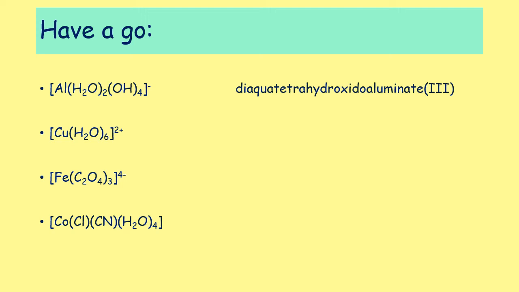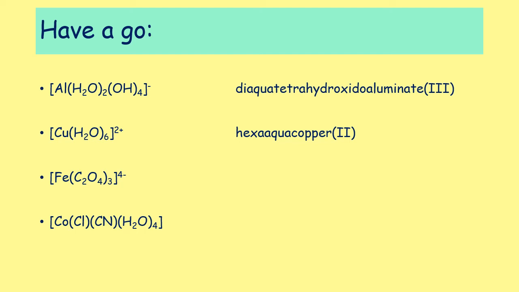Second one, there's only one type of ligand, so it makes it a lot easier. That's hexaaqua. Now, because it's a positively charged complex, copper doesn't need to change its name, so it's hexaaquacopper. And again, water has no charge, so that 2+ is coming directly from the copper. So hexaaquacopper(II). Notice no spaces.